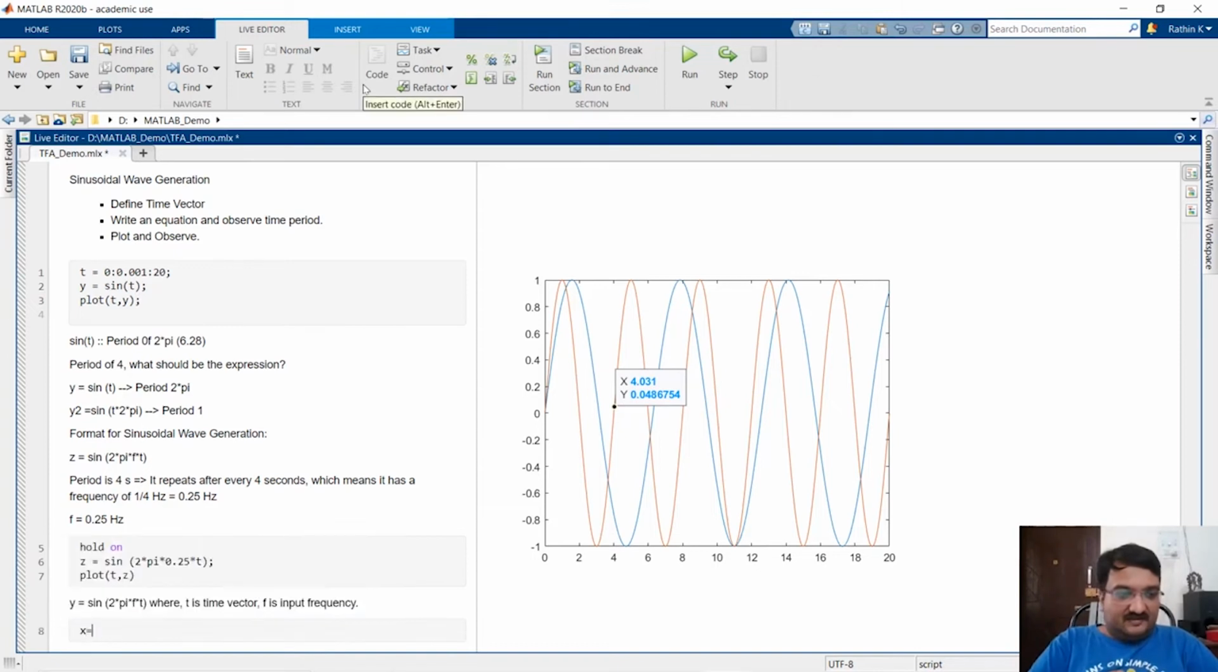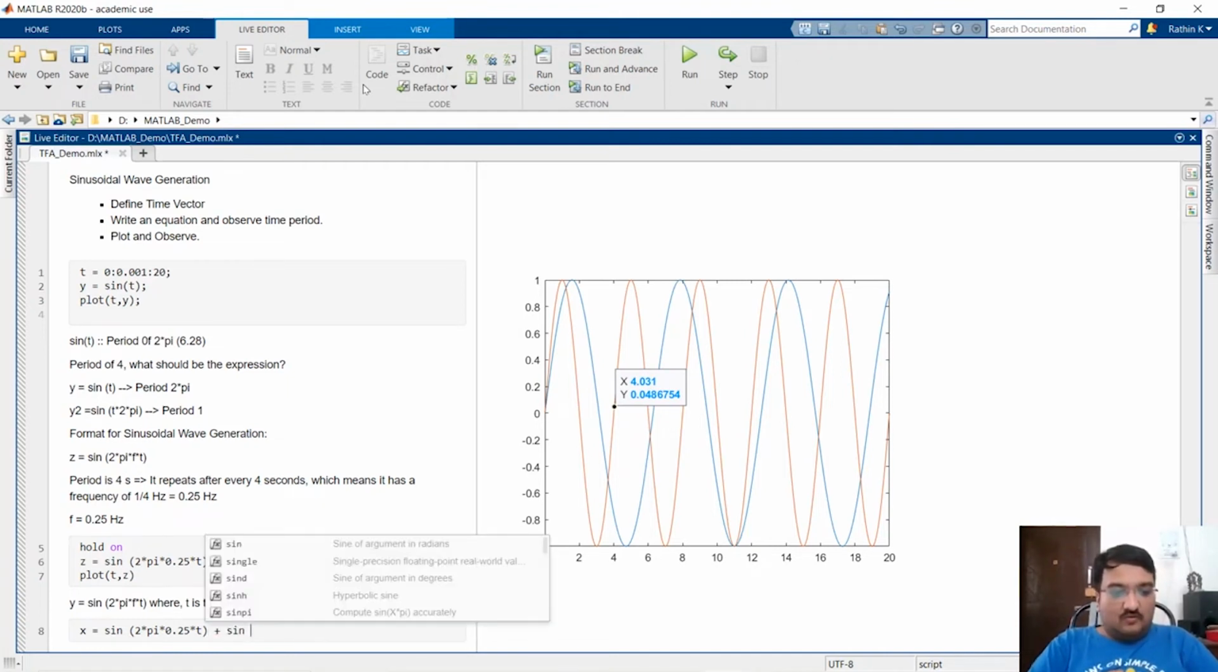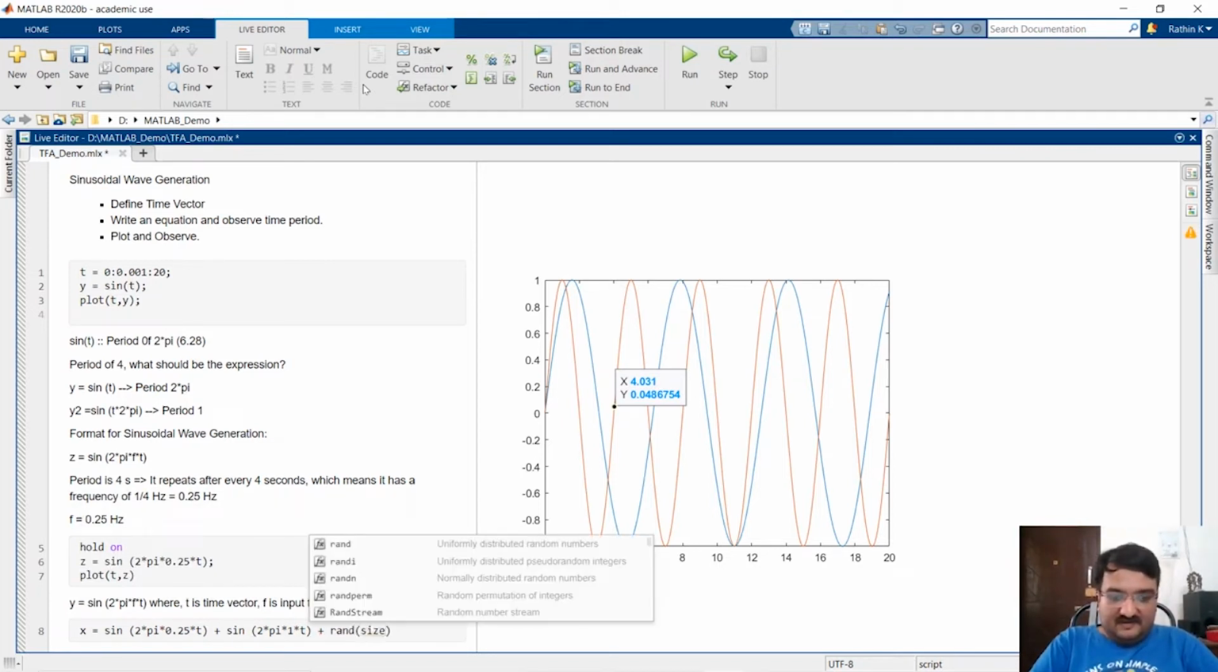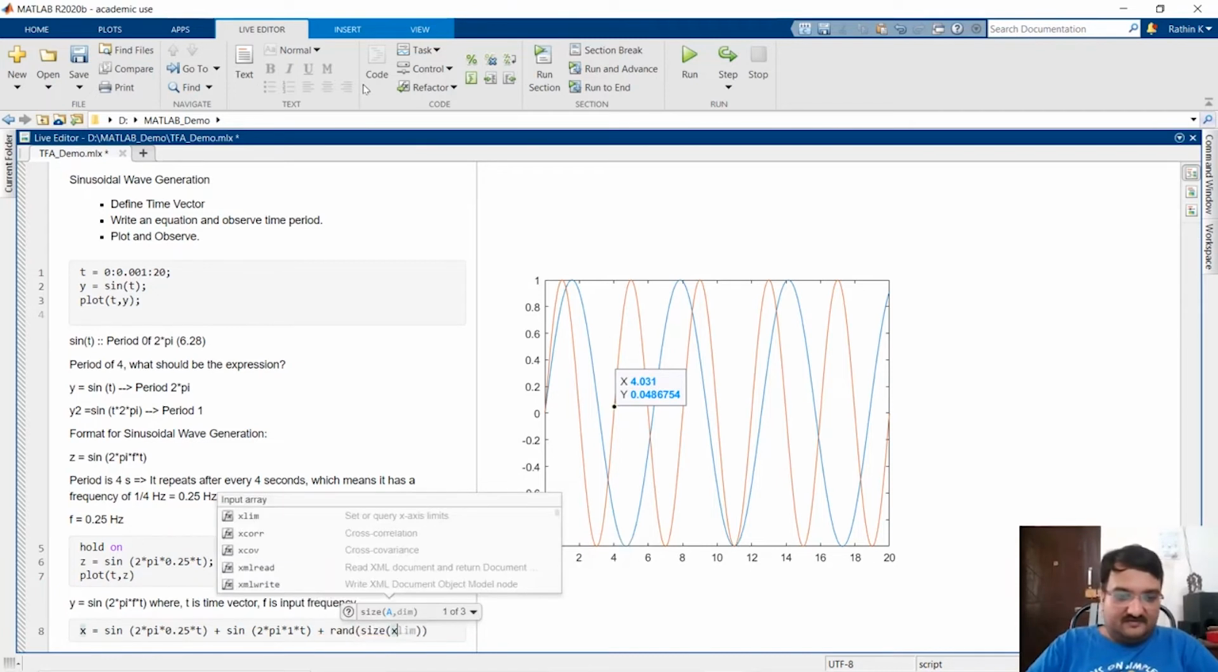So I'll name it x is equal to, we'll copy this, so we'll say over time x is equal to, this is already the signal which we have. I am adding some more components to it, similar kind of components. 2 pi, let's make a frequency 1, so it repeats at 1 second, and I will also add a random noise here, random noise of size of x.